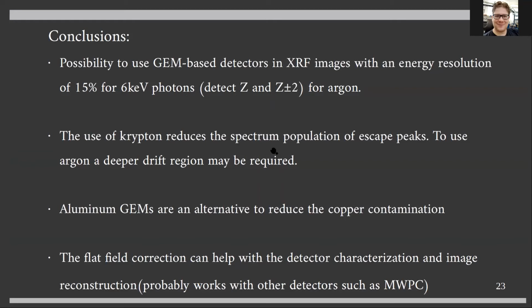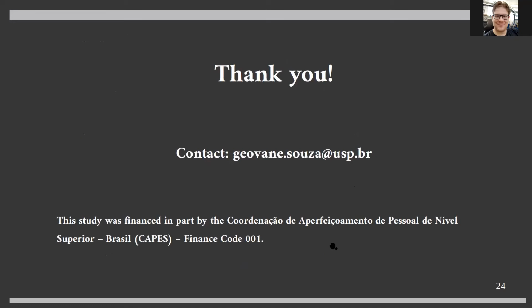Krypton will reduce the energy spectrum population in terms of the escape peak. The aluminum gems can be an alternative to reduce this copper contamination, and this flat field correction can be applied to other types of detector too. It's a nice tool to improve the image quality and also the detector characterization. So that's it. Thank you.